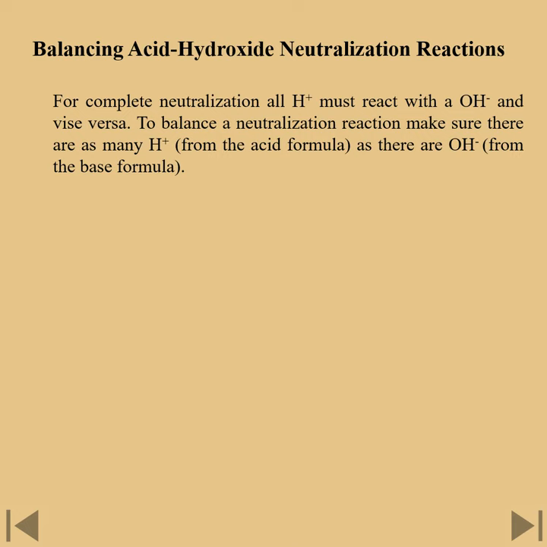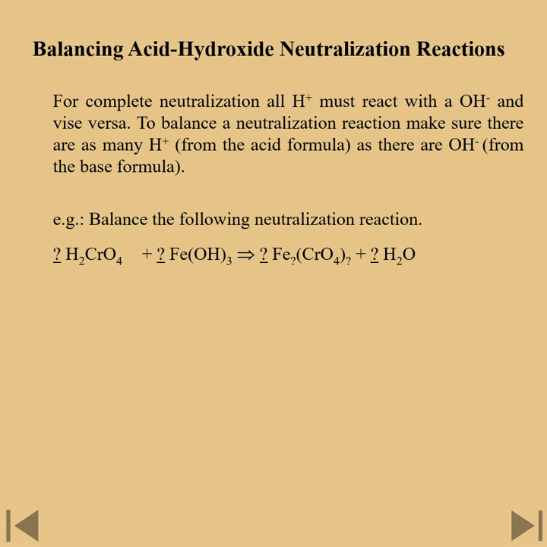Okay, let's go over balancing acid hydroxide neutralization reactions. To be a neutralization reaction, all of our hydrogen ions have to be neutralized by all of our hydroxide ions, and those two numbers have to be the same. If I have an unequal number, then I have some leftover hydrogen ions or hydroxide ions. So we begin by making sure there is the same number of hydrogen ions as hydroxide ions. And by the way, that'll be the same number of waters that end up being formed.